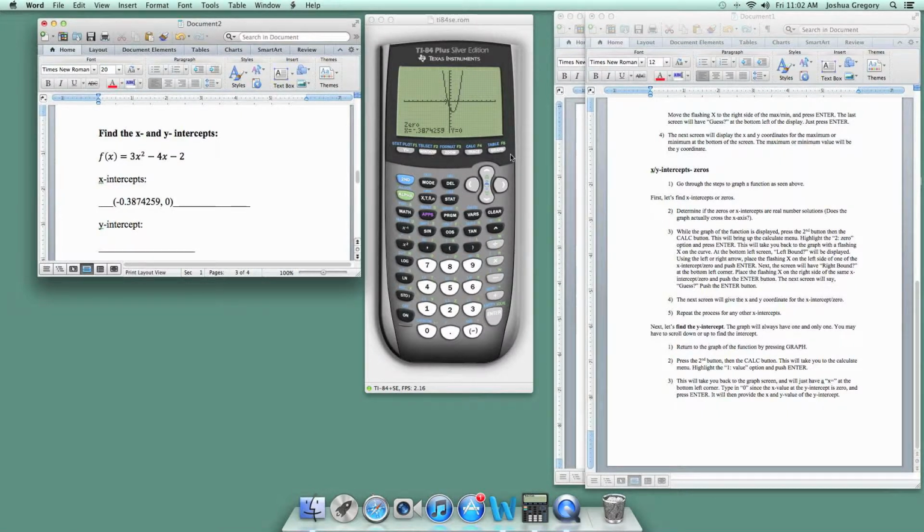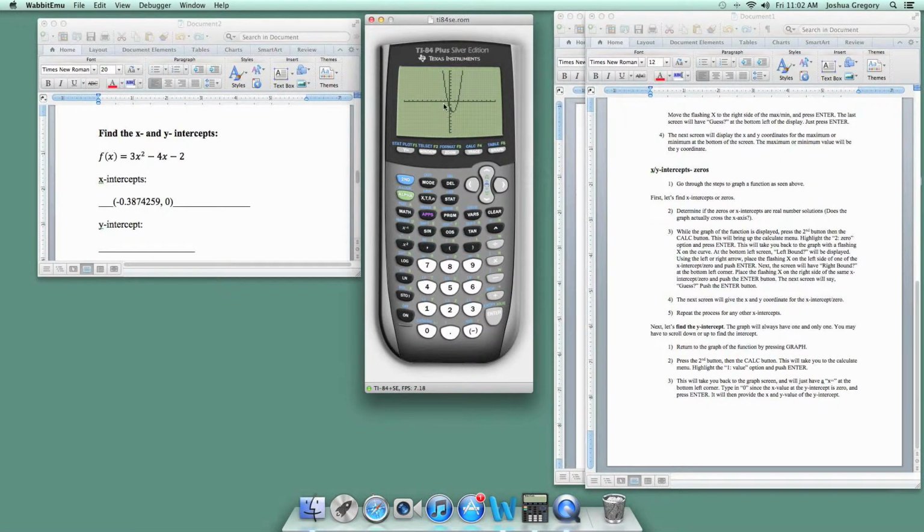So we go back to just push graph. And it's going to take you back. Push second calc again, and then we go down to our 0 option and push enter. We got to find our other 0. So you're going to scroll over to that one and make sure you're on the left side of it. Looks like I'm kind of on it, so I'm going to go over left and push enter.